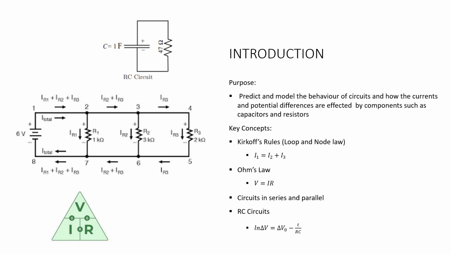Then you have Ohm's law, which relates voltage, current, and resistance together. You see that in this little triangle image on there, but for now we can also sum it up in the equation. We have circuits in series and parallel, which kind of goes in line with Kirchhoff's rules, and RC circuits, which are time-dependent circuits with capacitors.